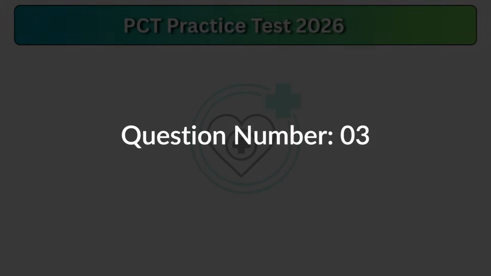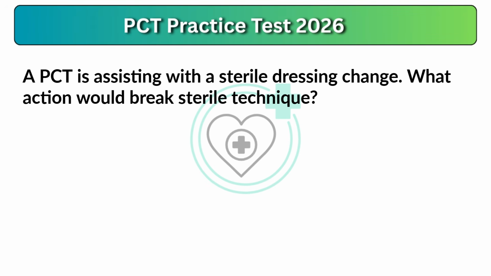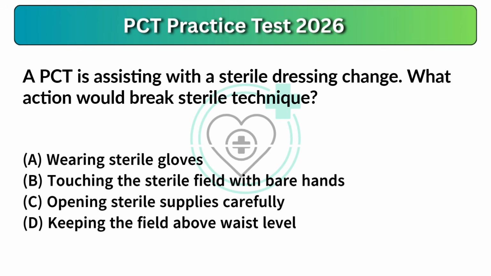Question number 3. A PCT is assisting with a sterile dressing change. What action would break sterile technique? A. Wearing sterile gloves. B. Touching the sterile field with bare hands. C. Opening sterile supplies carefully. D. Keeping the field above waist level.